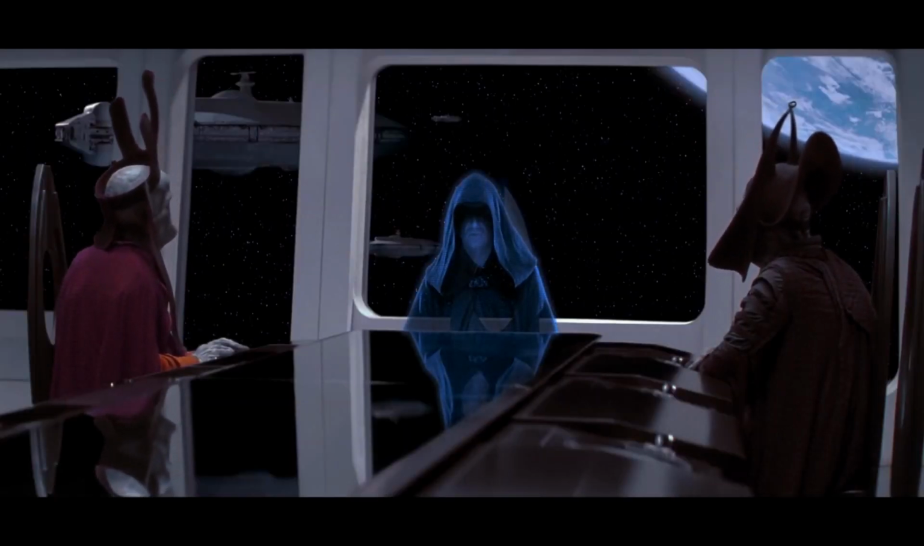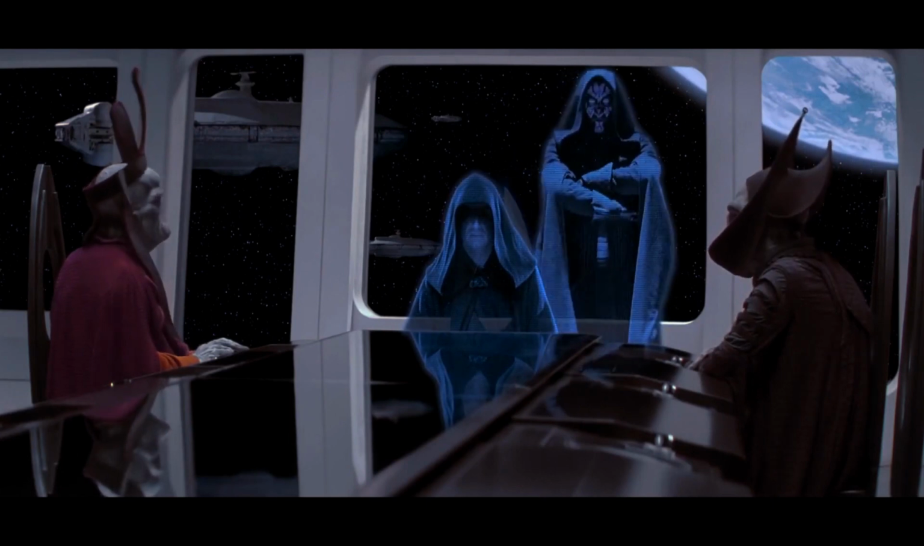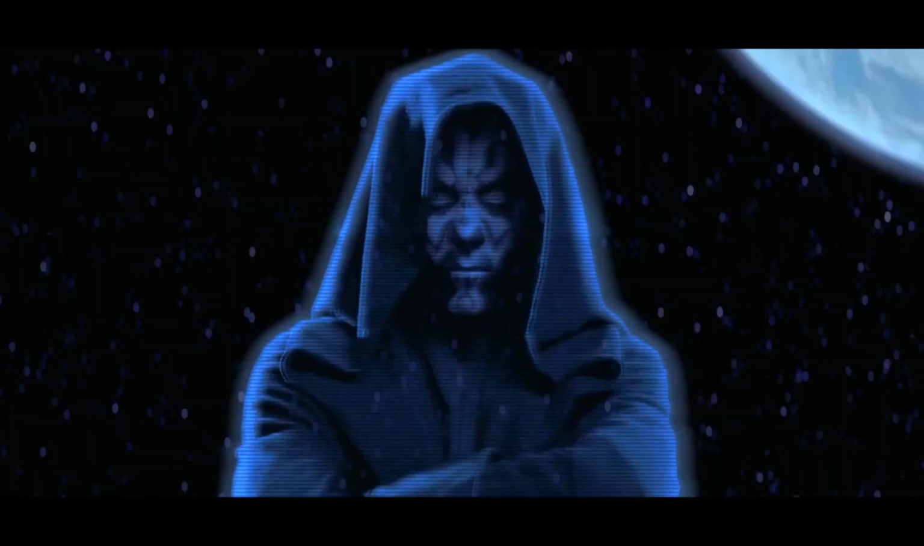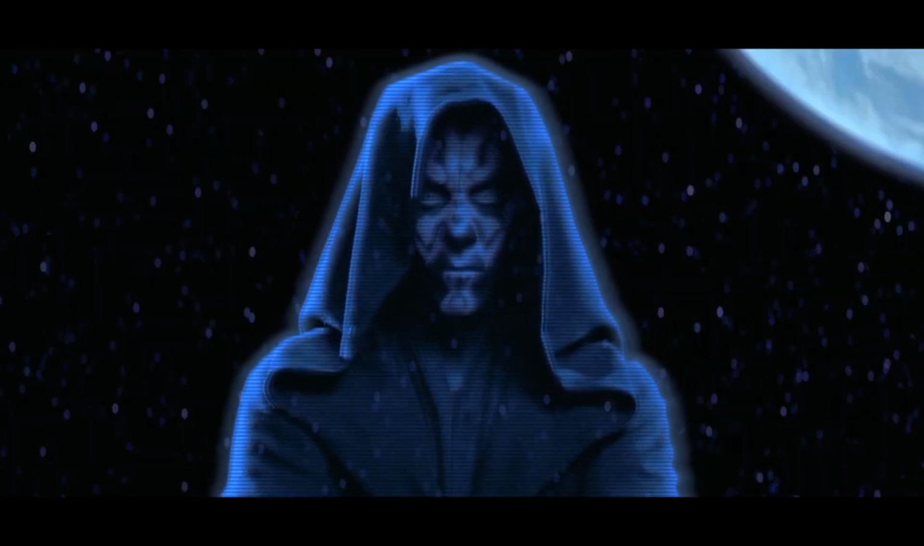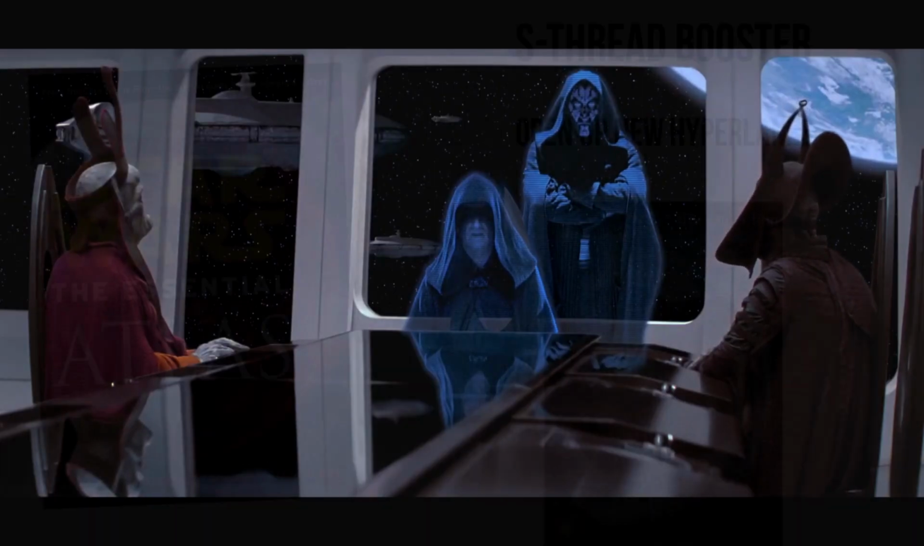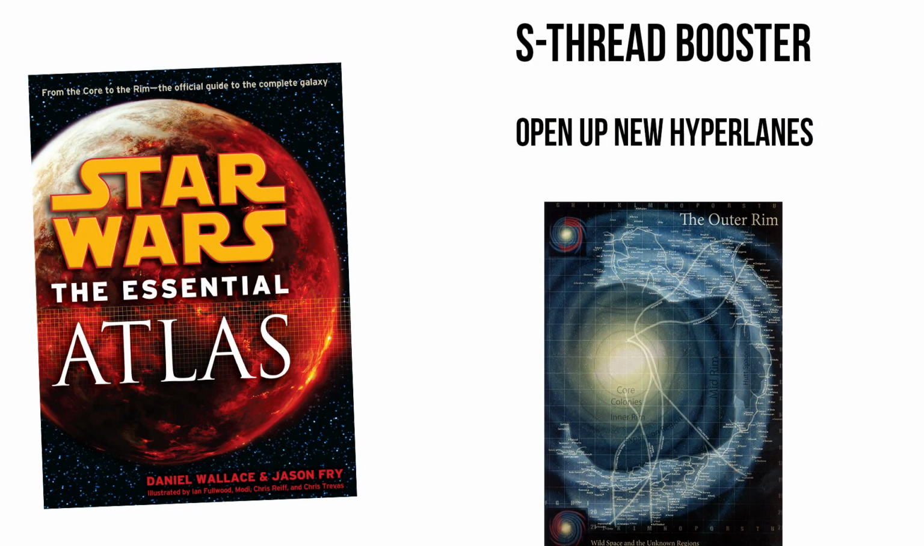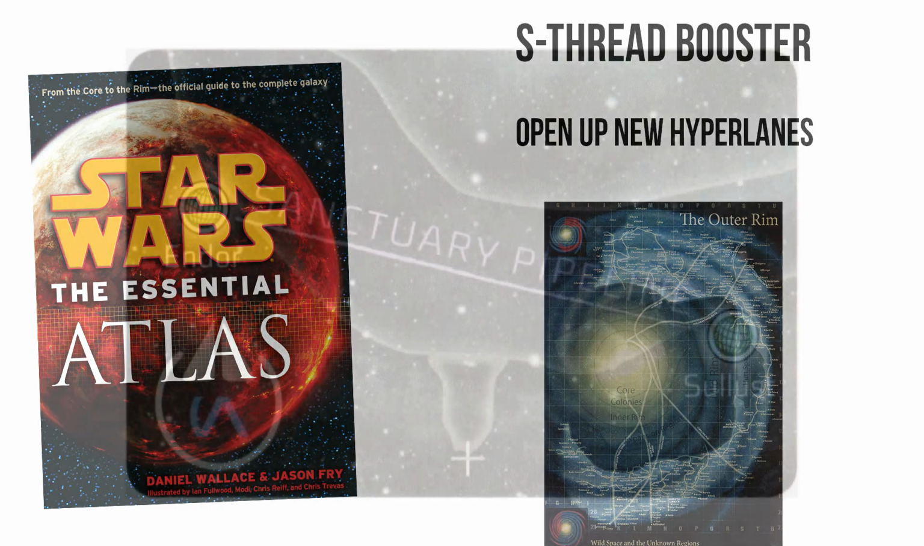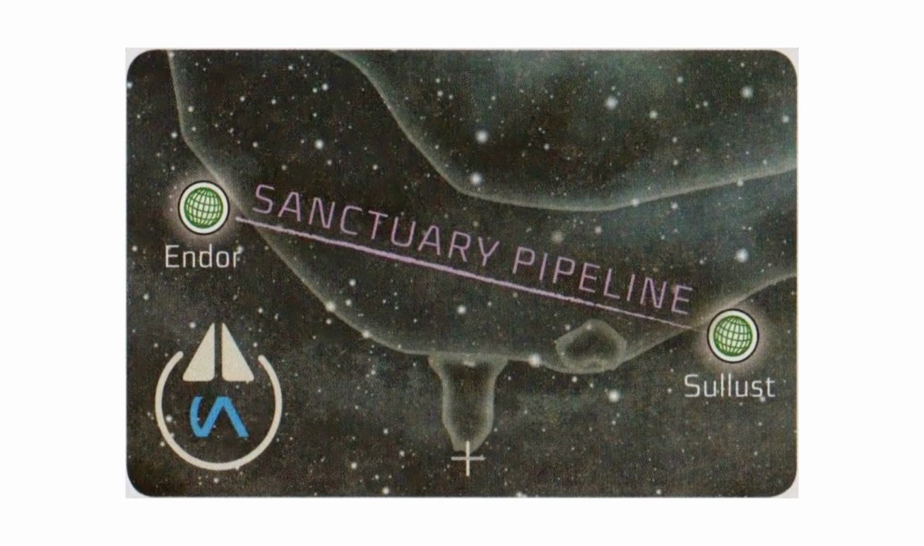This would make sense when we think about how S-threads were essential for keeping the HoloNet up and running, but does seem off when thinking about how S-thread booster technology works. Mentioned in the Legends book, The Essential Atlas, they are described as opening up tunnels in hyperspace where none existed before. This was incredibly expensive, and most notably used to open up the Sanctuary pipeline, a new lane the Empire made to connect to the Endor system to supply the Death Star. This was brought back into canon via the novel Moving Target.